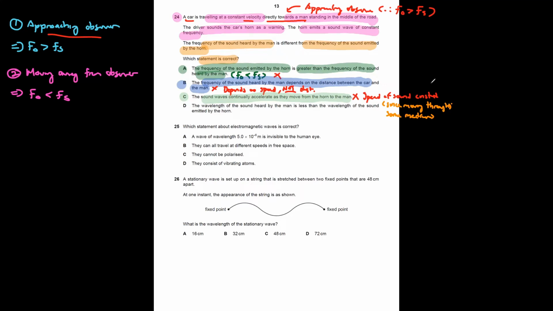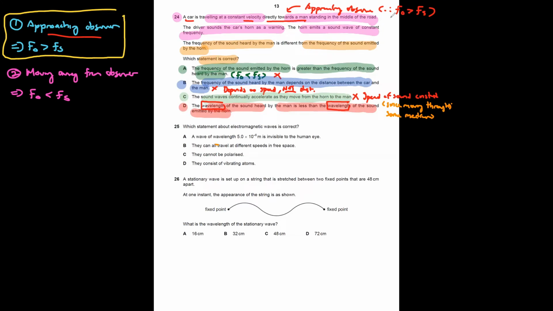Now the last answer ought to be the correct one, where they tell you the wavelength of the sound heard by the man is less than the wavelength of sound emitted by the horn. The term they use here is not frequency, they use wavelength. So they kind of change the answer a little here. So what do you know about wavelength now? We know that if you're approaching observer, your observed frequency must be more than source frequency. That's what we know.